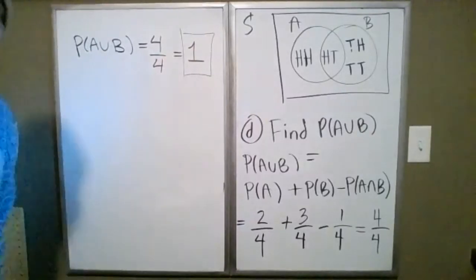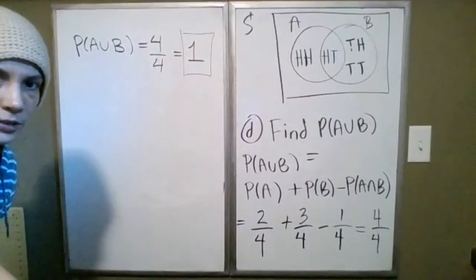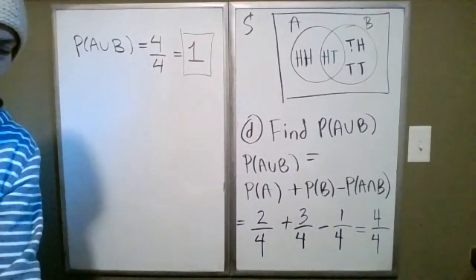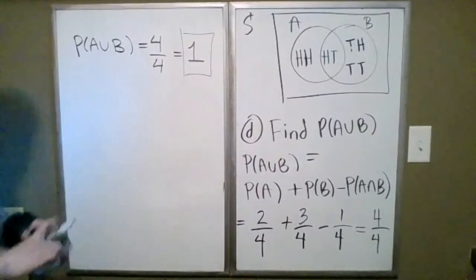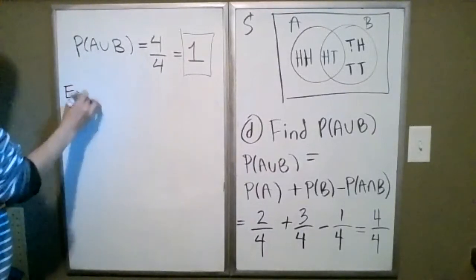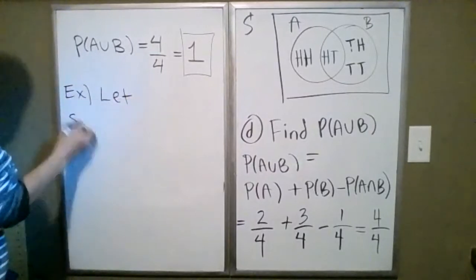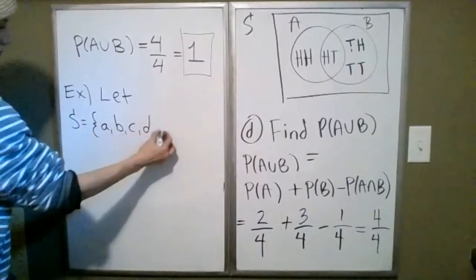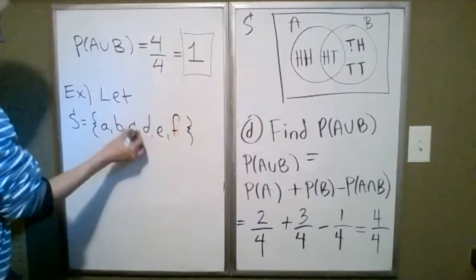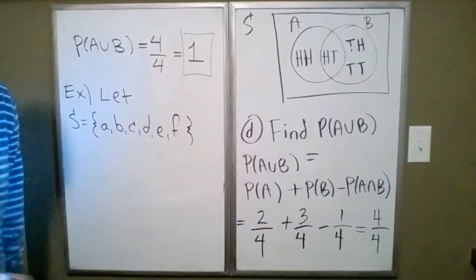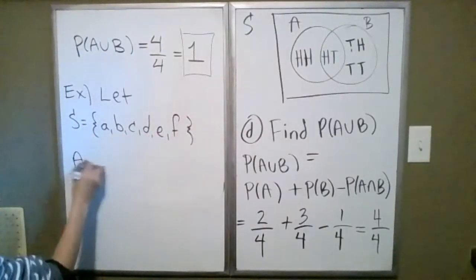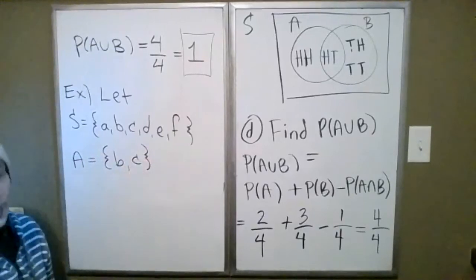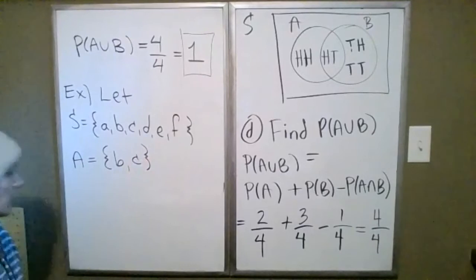Let's try one more example. So our last space for today is going to include A, B, C, D, E, and F. A contains B and C. And then set B contains A, E, and F.